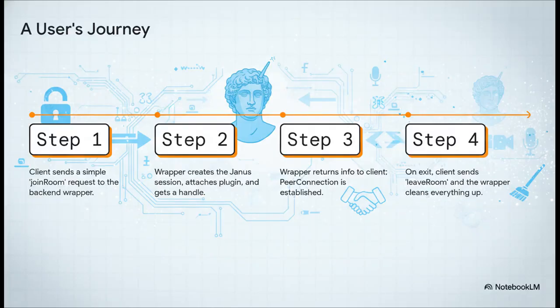Okay, picture this. A user wants to join a video room. Their client sends just one simple, authenticated request to your backend wrapper, join room 123. That is it. Your wrapper then does all the heavy lifting. It creates the Janus session, attaches to the video room plugin, gets a handle, negotiates all the SDP stuff, and then passes only the necessary info back to the client. And when the user leaves, they send another simple notification, and your wrapper makes sure every single resource on the Janus server is cleanly destroyed. No more ghosts, no more orphans.